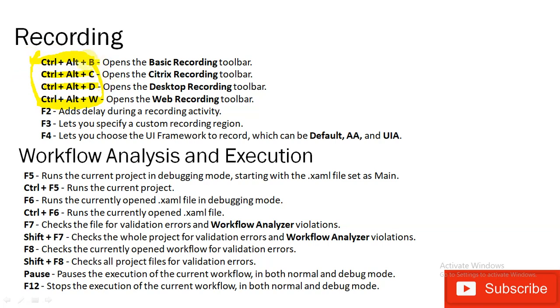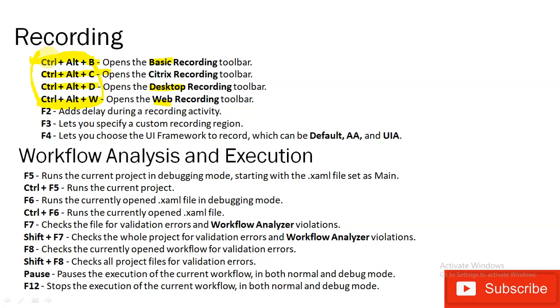So this B is denoting basic. The rest of the commands are the same: C for Citrix recording, D for desktop recording, W for web recording. So it is easy to remember that Control plus Alt plus B is basic recording, C is Citrix recording, D for desktop recording, and W for web recording. F2 adds delay during a recording activity.